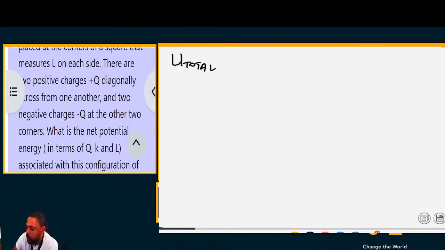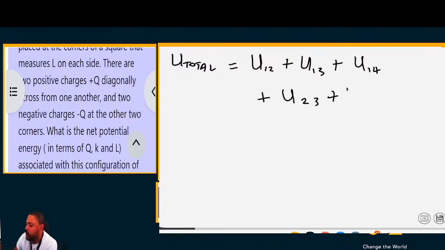U total is equal to the electric potential energy of 1 and 2, plus the electric potential energy of 1 and 3, plus that of 1 and 4, plus that of 2 and 3, plus that of 2 and 4, plus that of 3 and 4. Look how I wrote this. You'll see there's a pattern.